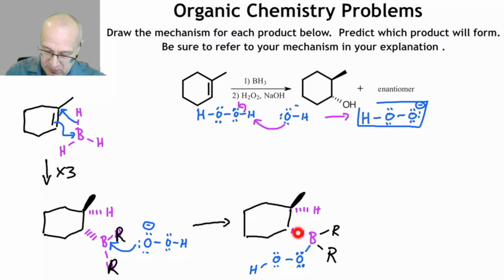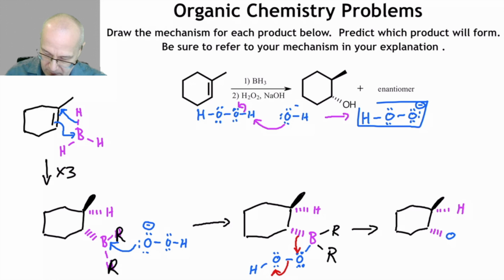this bond here is going to do a migration. So watch what happens. And attack. Let me use a different color. Let's use magenta. Let's use red. Attacks this oxygen here, and this goes off as hydroxide. And you're going to get like so. Which now at this point, the hydroxide will now add back.